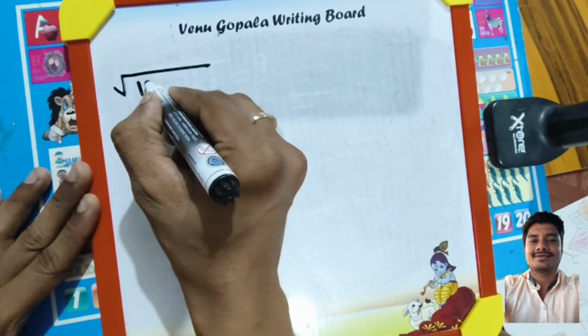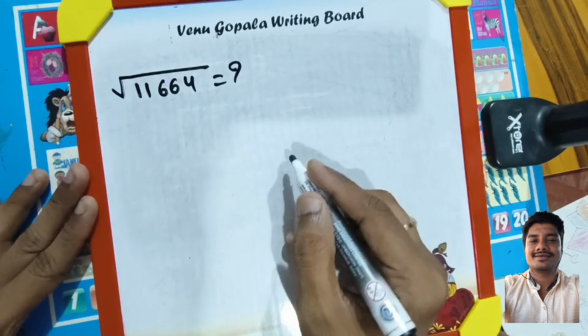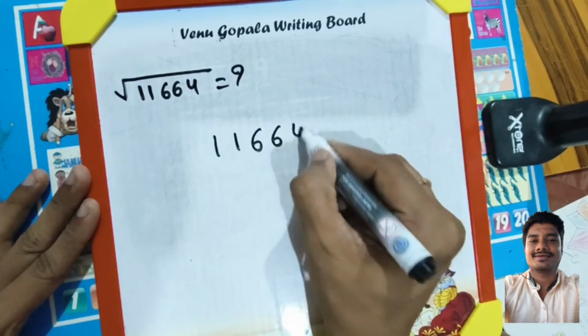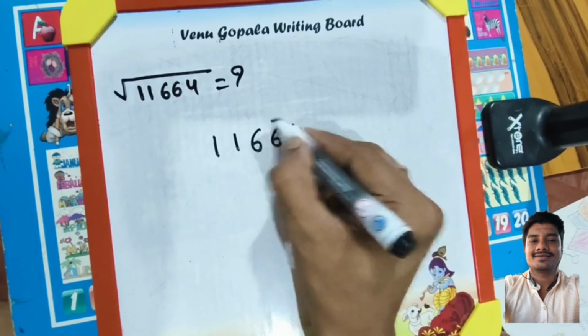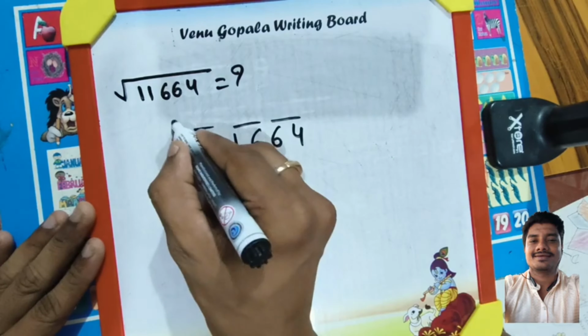Let's try the next question. Find the square root of 11,664. Here make a group of two numbers. The last digit is 1, therefore I'll add 0.